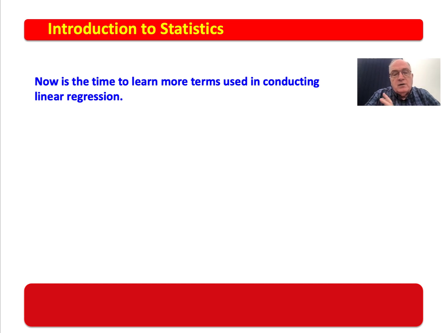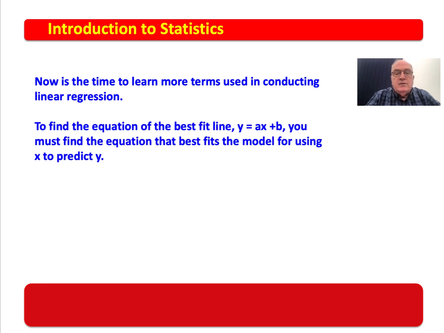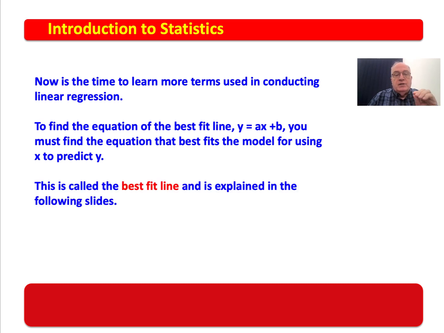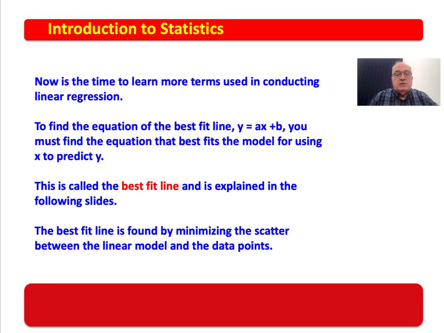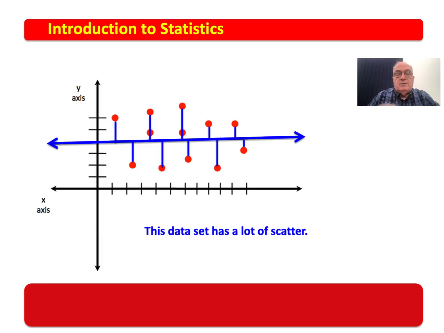Now we're going to learn a few more terms about linear regression, and then we're going to bring this all back together again. To find the equation of the best fit line, y equals ax plus b, you must find the equation that best fits the model for using x to predict y. This is called the best fit line and explained in the following slides. The best fit line is found by minimizing the scatter between the linear model and the data points.